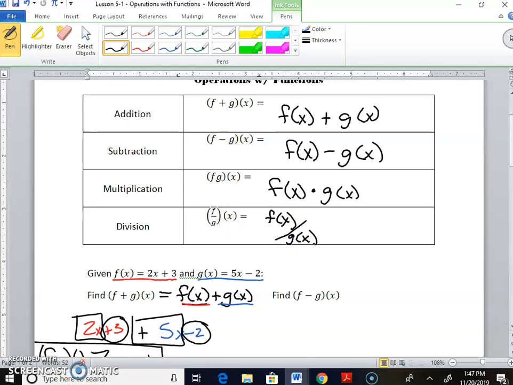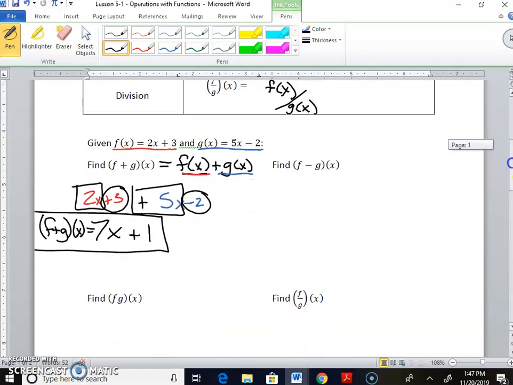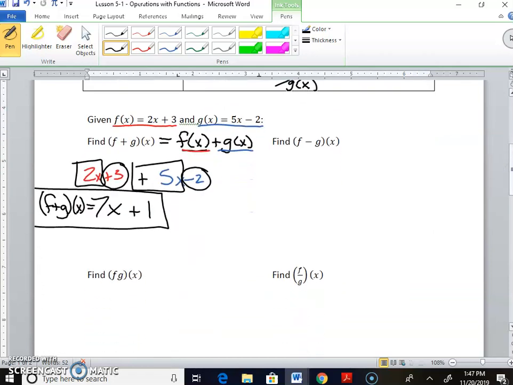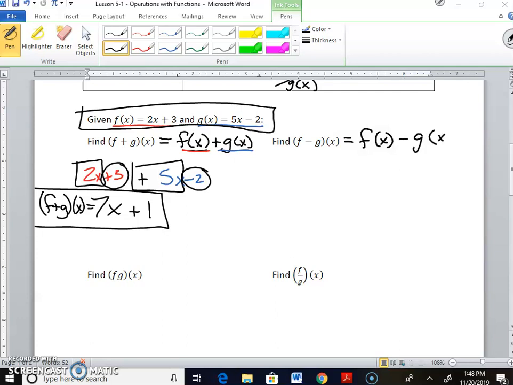Okay, so we'll work down through. We've got three more examples of each. Again, they've given you your f of x and your g of x right here. But this time they've asked us to find f minus g of x. So remember, f minus g of x is just f of x minus g of x.